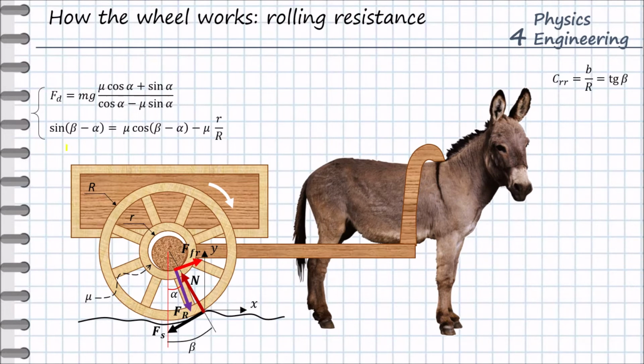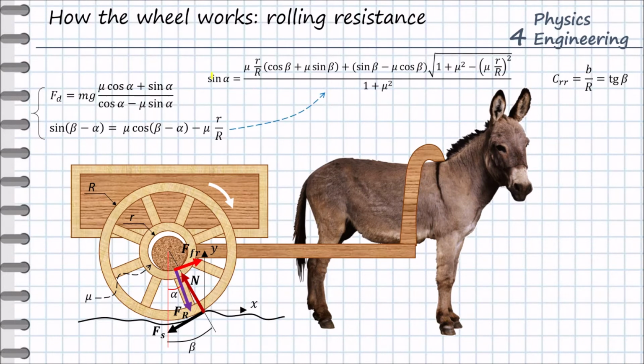If you look now at the second equation, we see that this equation has only one variable, which is alpha. This means that we can already derive alpha from this equation. This otherwise isn't an easy process. Nevertheless, after some calculation, we can derive that the sine of this angle is equal to the following equation. We can now take the sine of alpha and put it into the equation of the driving force.